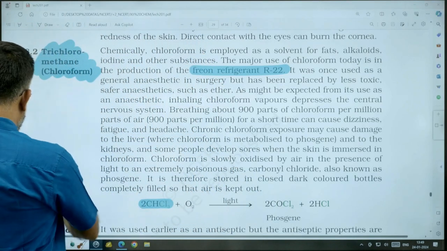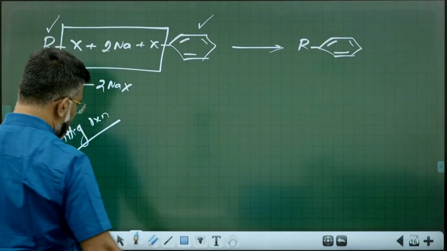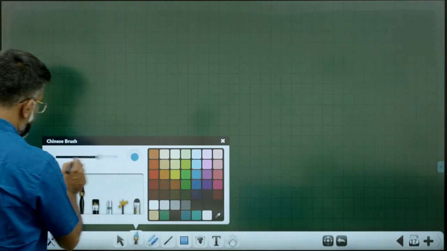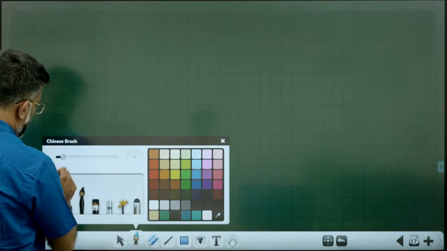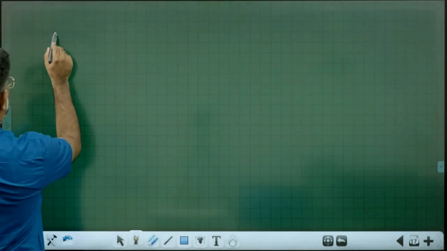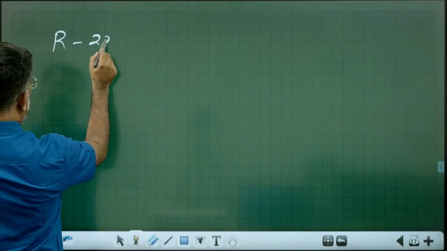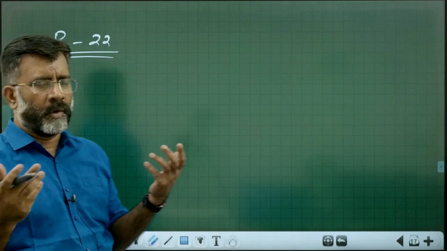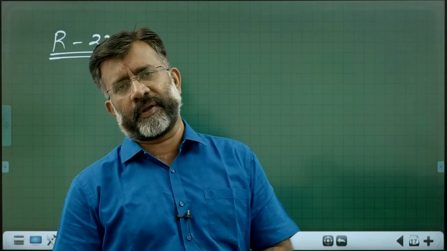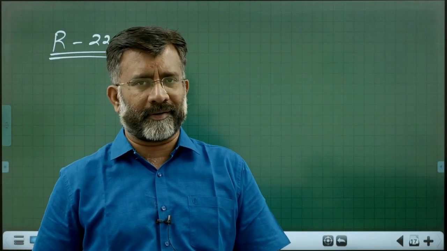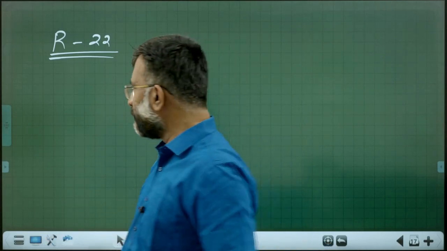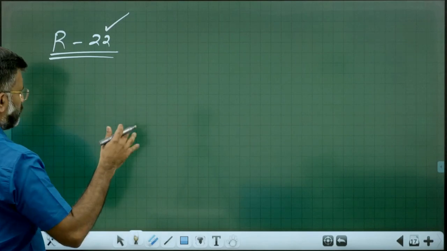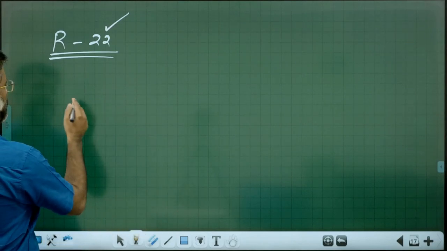For example, R22, there are many methods. I will tell you one simple method to find out the formula. If such a coding is given, if it is given R22, what is the formula of this freon? Freons, you know, are chloro fluoro carbons. It's a very good fluid in refrigerant systems, right? What will be the chemical formula of 22? Very simple. Let me tell you one simple method.